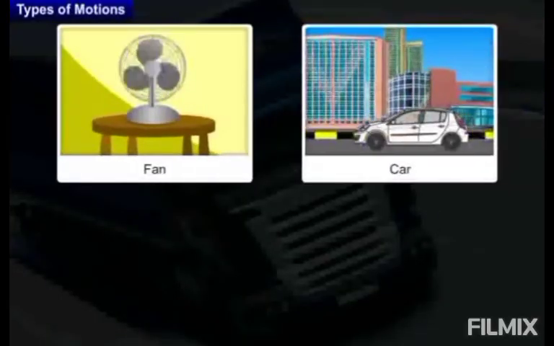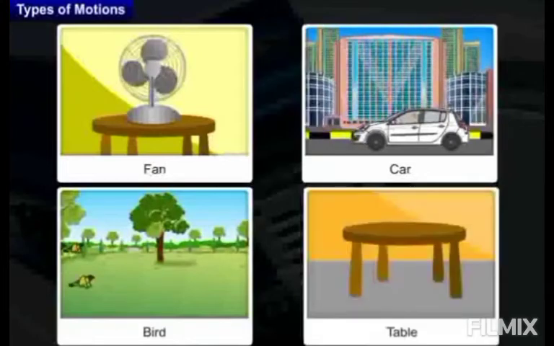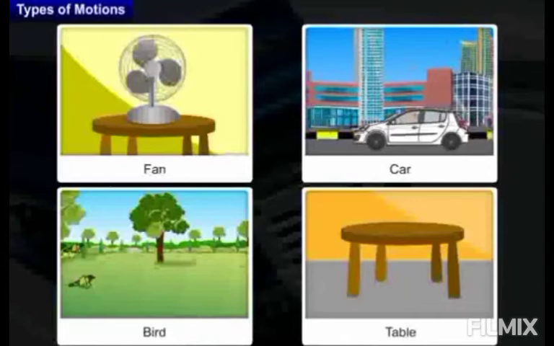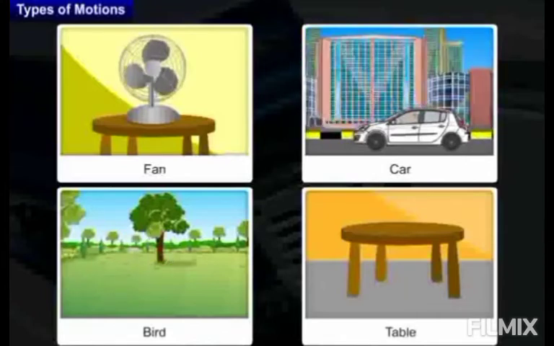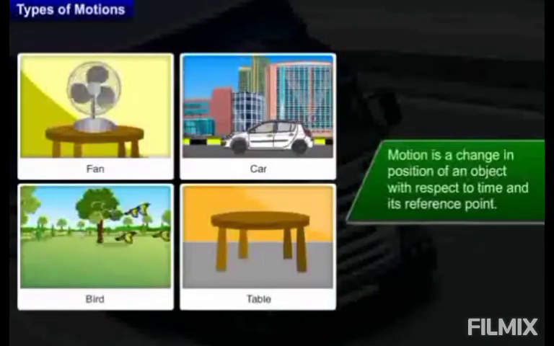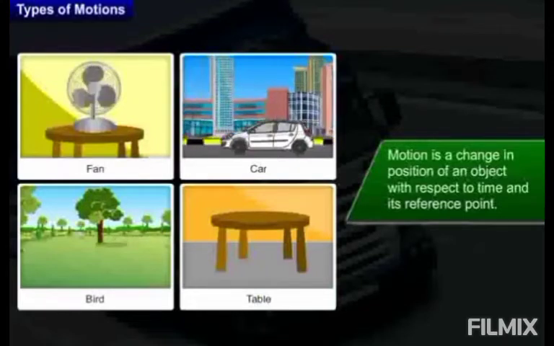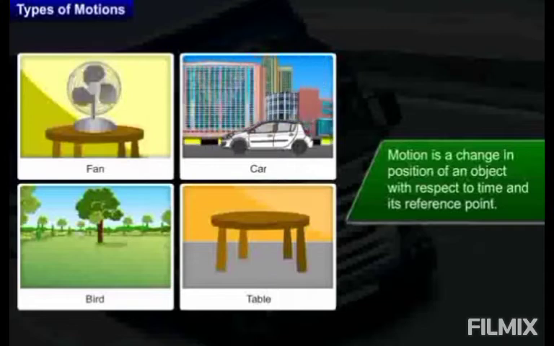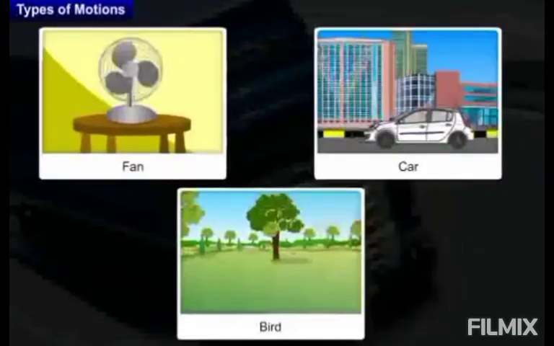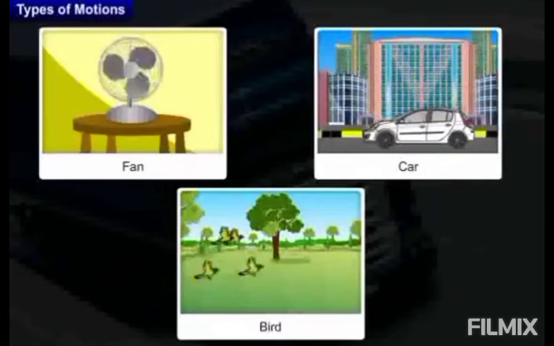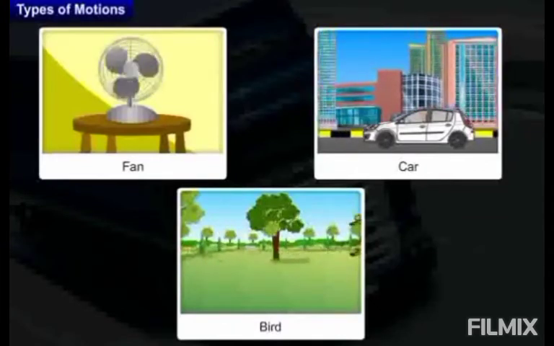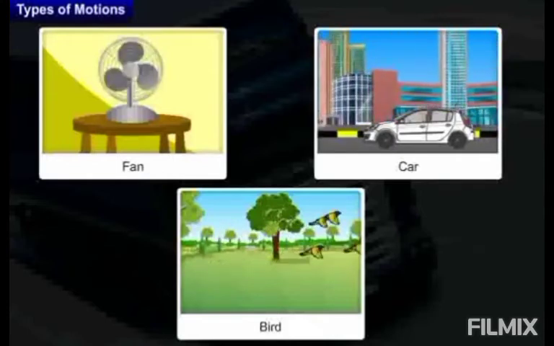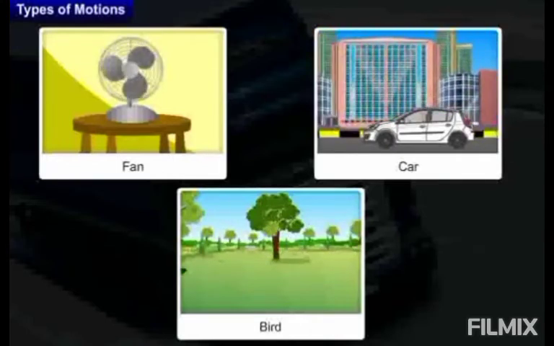Motion: you have been seeing the movement or change in place of various objects. Here you can see the fan, the leaves of the fan, car, birds, table, etc. Various objects you have observed in the surroundings. Motion is the change in position of an object with respect to time. That means with time, if there is a change in position, we say it is motion. So we can learn about the different types of motion that are taking place.